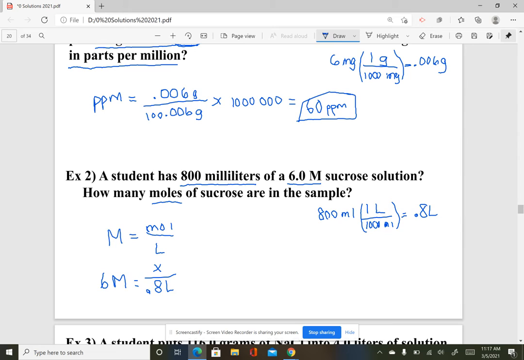How do I solve for X here? I'm going to cross multiply. So when I do 6 times 0.8, I'm going to get 4.8. And if I'm solving for moles, my unit is moles. So you have 4.8 moles of sugar dissolved in that solution, right?